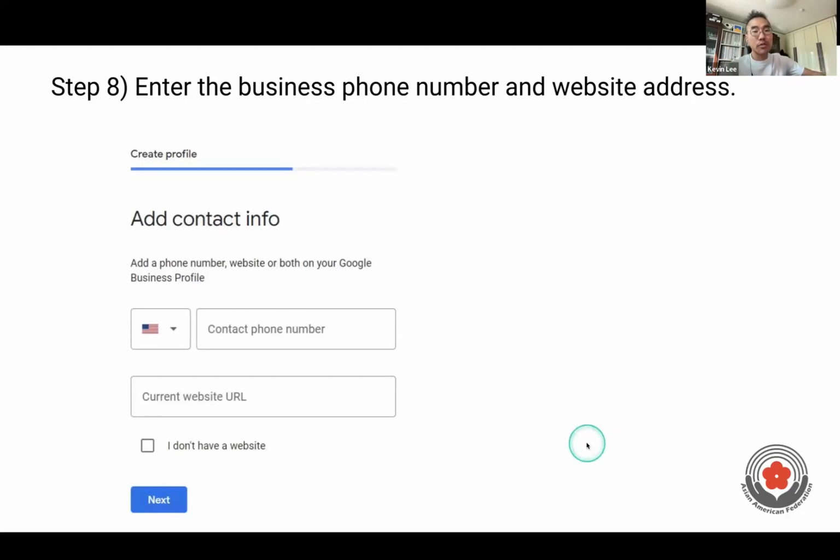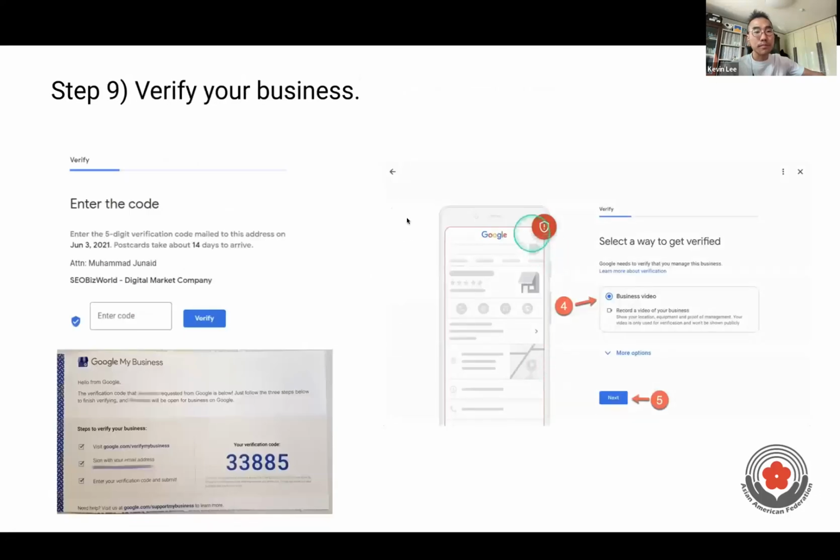And then you add your business number and website address. If you don't have a website, then you simply click I don't have a website. And then there are a few different ways to get verified. Depending on your business category and industry, Google verifies in different ways. Usually, Google sends you a postcard, right? And then your postcard arrives in your mail, and you just type in the verification number that you get in the physical mail, so Google knows that they have a real space.